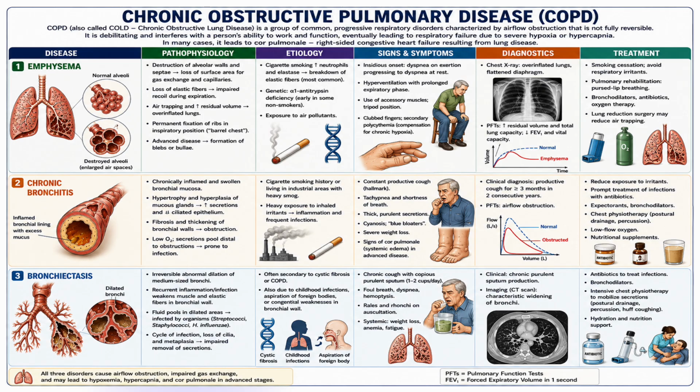What signs and symptoms are you going to see? You're going to see chronic cough with production of copious amounts of purulent sputum, 1 to 2 cups full per day. That's a lot. Foul breath is a huge sign. Dyspnea and hemoptysis, right? This is blood in your spit. This is because it's been pooling there and gas exchange happens there, so you're going to find blood in it. Rales and rhonchi can be heard in the lungs. Systemic signs will include weight loss, anemia, fatigue.